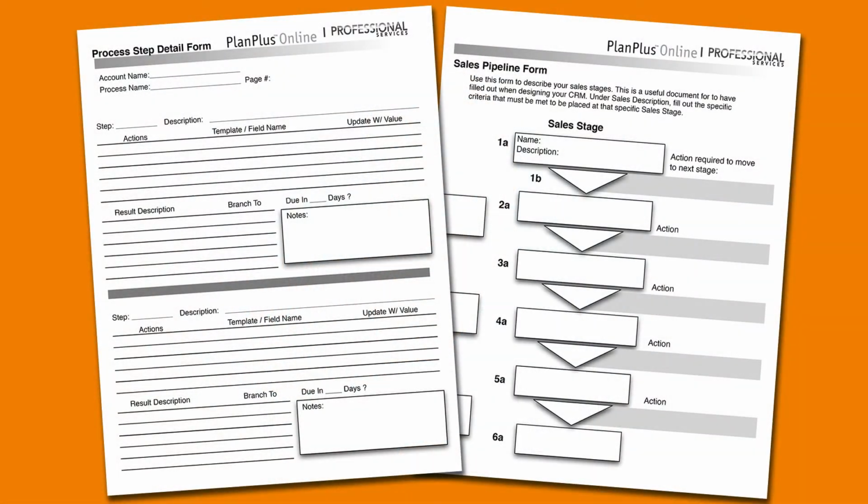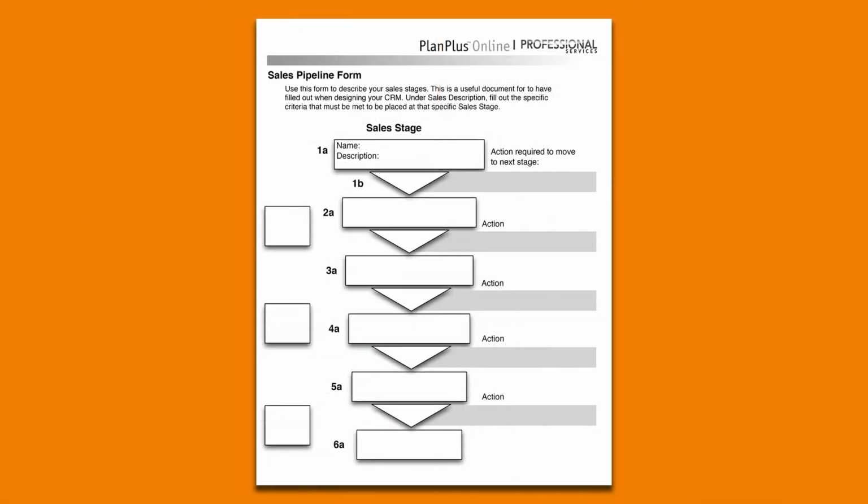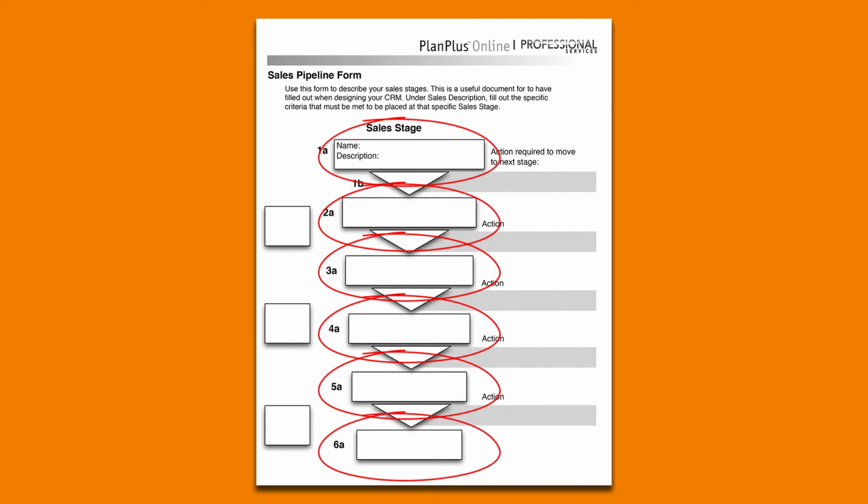As an example, let's say you want to establish your sales process. To ensure your process doesn't get out of control, it's best to use two worksheets. The first one is our sales stage worksheet. Use this form to describe your sales stages. This is a useful document to have filled out before designing your CRM.